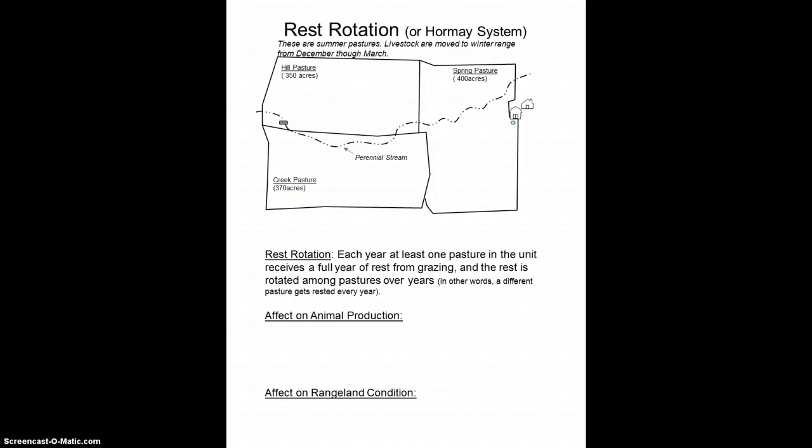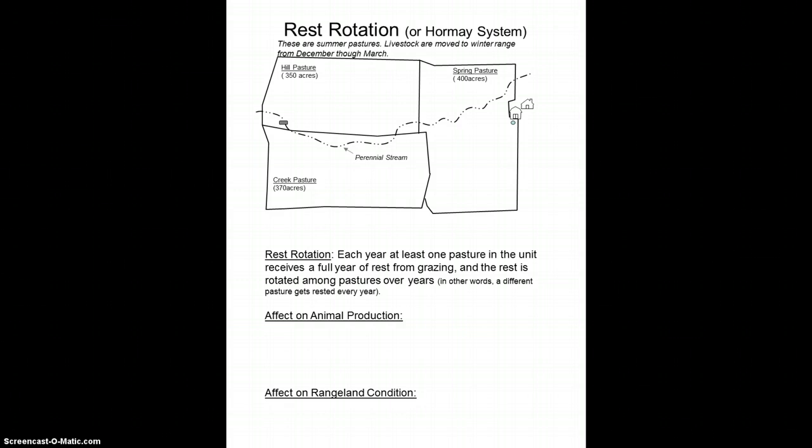This is a case where you have at least 3 pastures, and at least one of those pastures gets a full year of rest. And again, this was designed to give at least one pasture a chance to have no grazing while the plants are most sensitive to grazing, but also go a little bit further and let those plants set seed and drop those seeds.